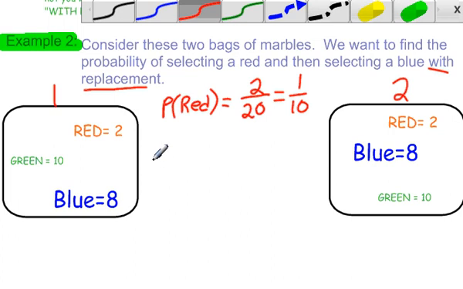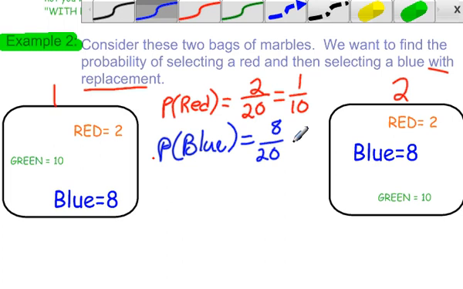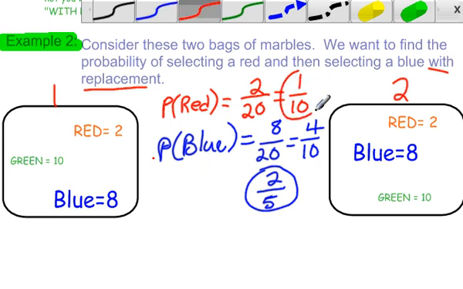Now, the second roll, I wanted to see what happens if I select a blue. Well, the probability of a blue is there are 8 blues out of 20 marbles. Alright, and that reduces to 4 over 10. And I could have gone a little higher than that. 4 goes into there twice. So 2 out of 5. So the probability of a blue was 2/5. The probability of a red was 1/10.